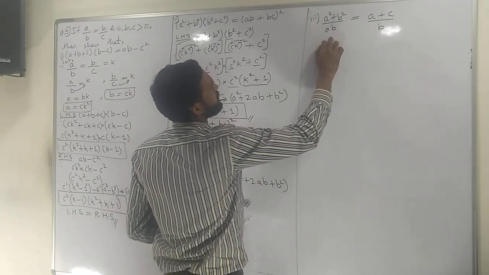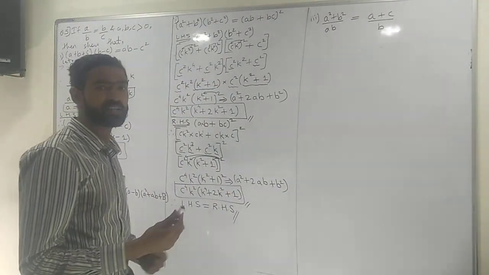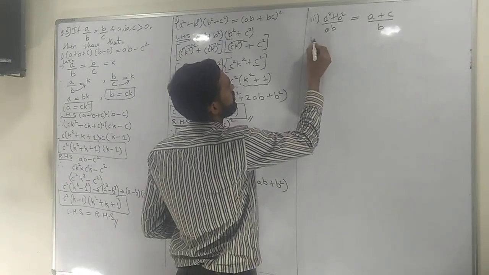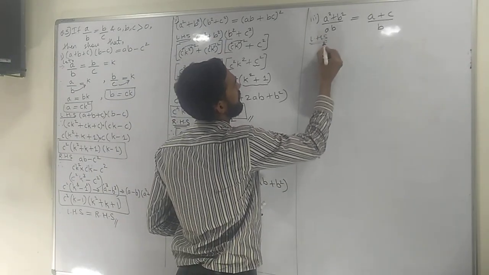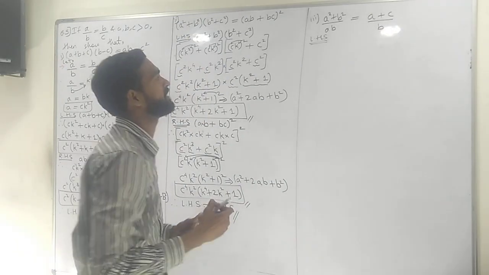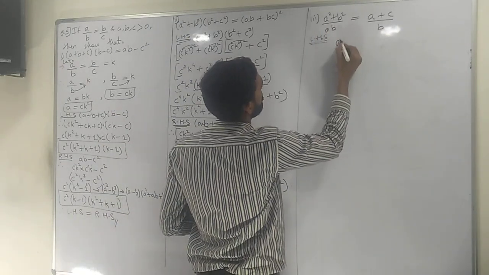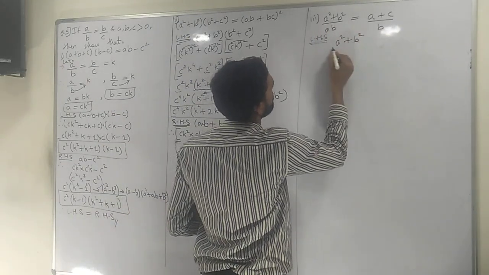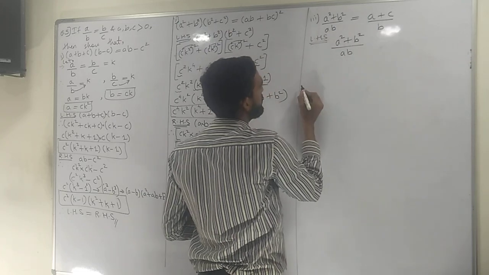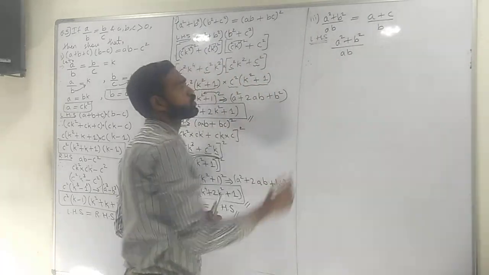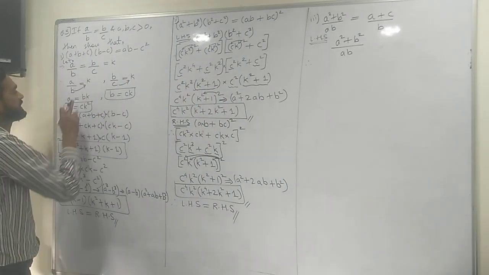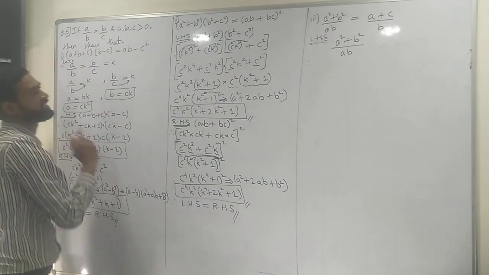Now we'll see the third sub question. Look, we'll repeat the same procedure. First I'll take the left hand side. Now students, what is my left hand side? Left hand side is a square plus b square upon ab. Therefore, do we know a square? Come back to this. Yes. A is what? Ck square.